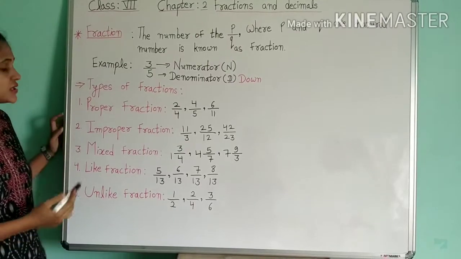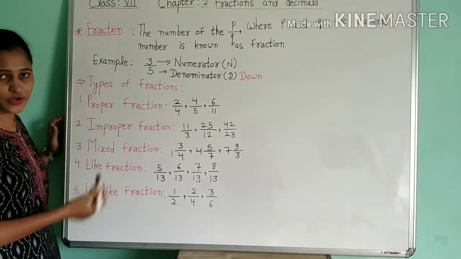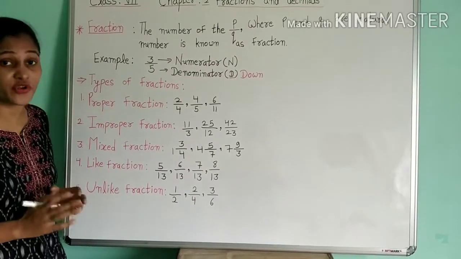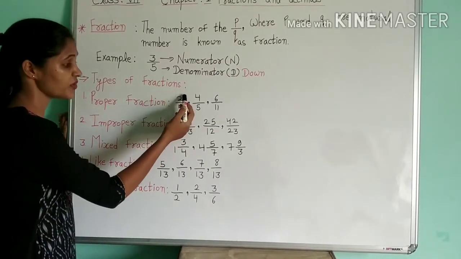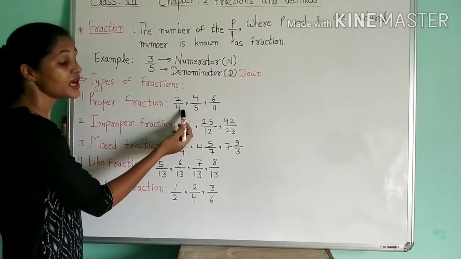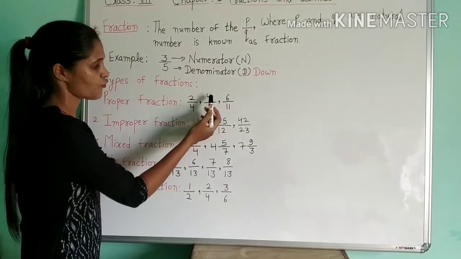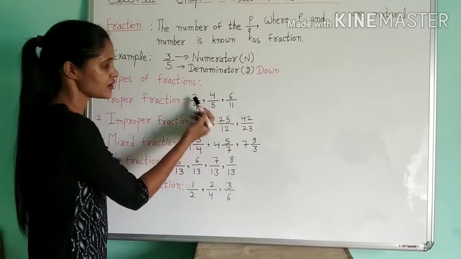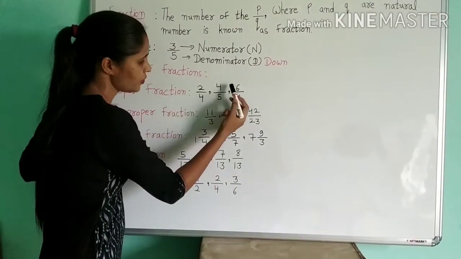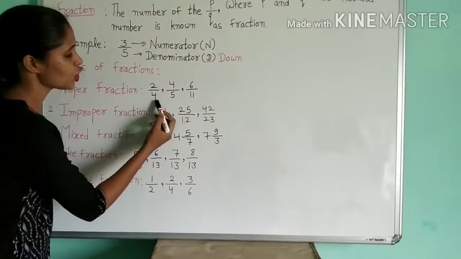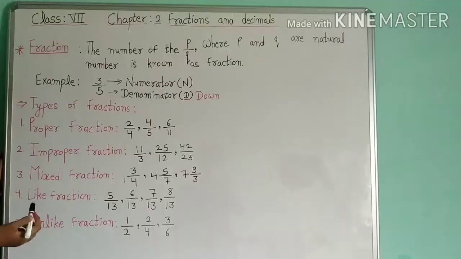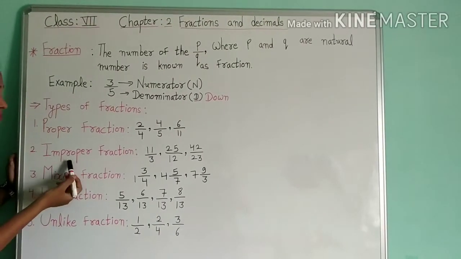So the first one is the proper fraction. What is a proper fraction? Proper fraction means the numerator is a smaller number and the denominator is a greater number. See 2 by 4, 4 by 5, 6 by 10. Here the numerators are smaller numbers and the denominators are bigger numbers. So now I will move to the improper fraction.